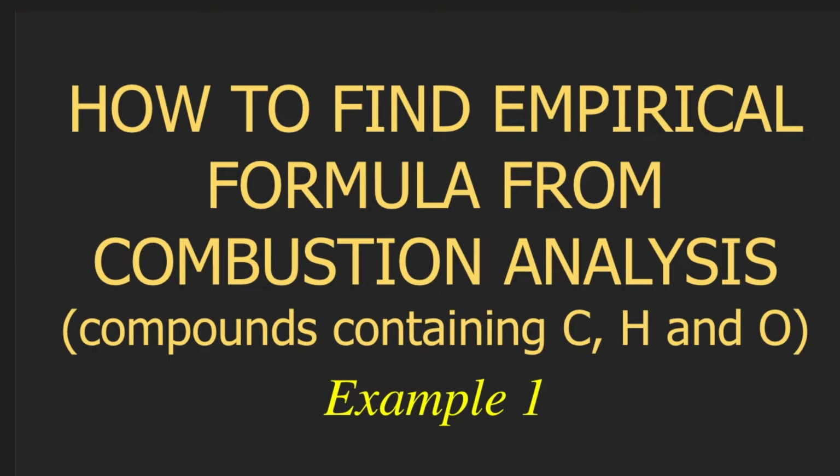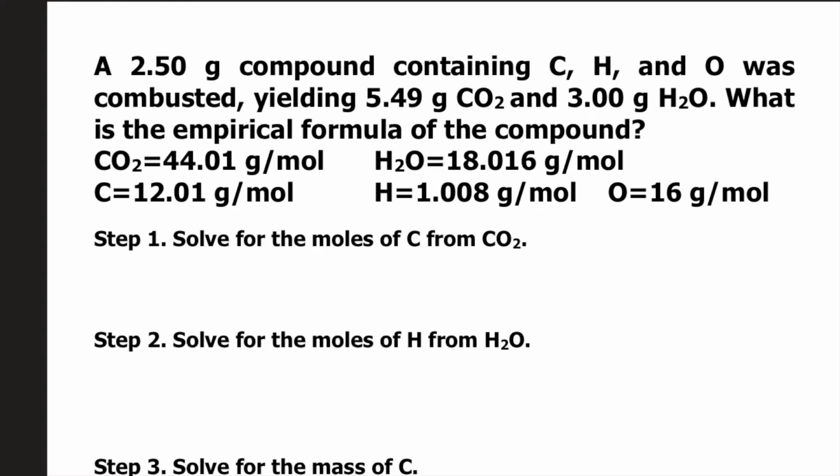All right? Okay, so for example 1, a 2.50 gram compound containing carbon, hydrogen, and oxygen was combusted, yielding 5.49 grams of carbon dioxide and 3.00 grams of water. What is the empirical formula of the compound? So the molar masses are also provided in the question. So let's answer this step by step as I've told you.